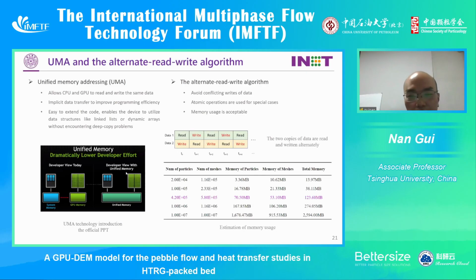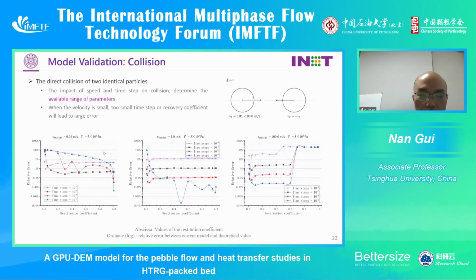And after we finish the coding, we need to verify if it is correct. So we test the particle-particle collision with a very small velocity and a very large velocity. We find that when we use different time steps, the relative error will change largely. If we use about 10 microseconds, the relative error reaches about 1%. So it's enough for our simulation.